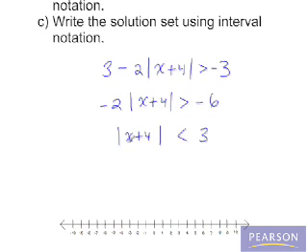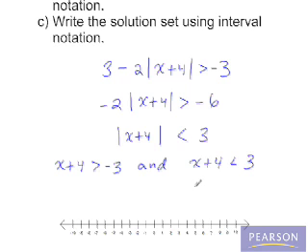Now that we have the absolute value portion alone, we can now create, in this case, an AND statement. Since we have an absolute value less than situation, we need to be less or within 3 units from 0. So x plus 4 needs to be greater than negative 3, and at the same time x plus 4 needs to be less than positive 3.